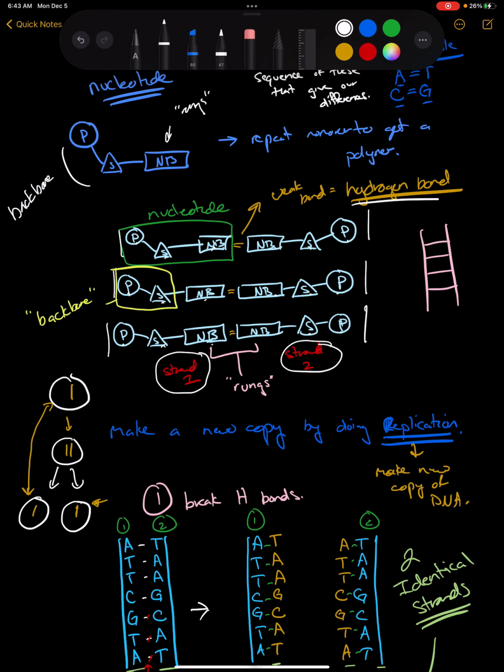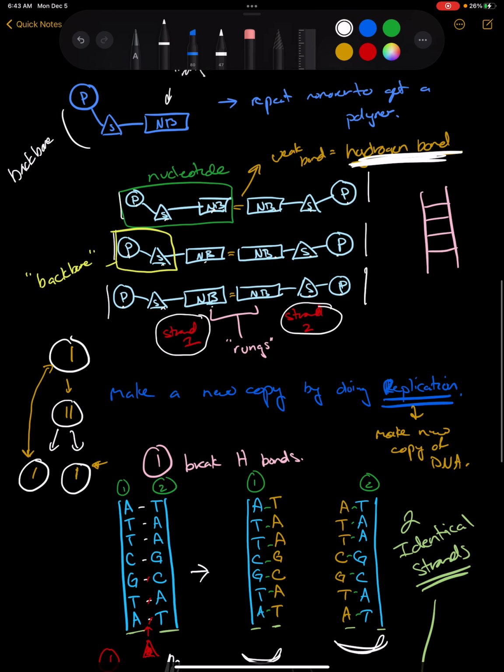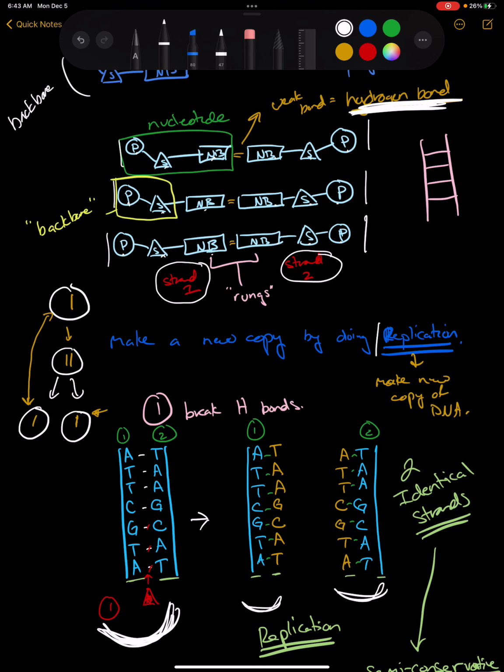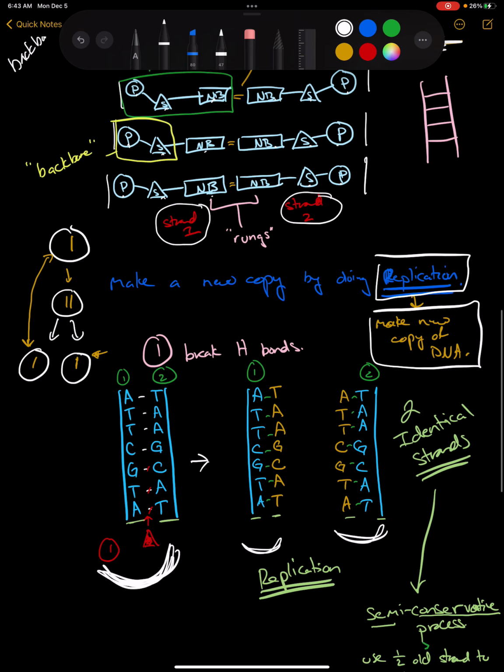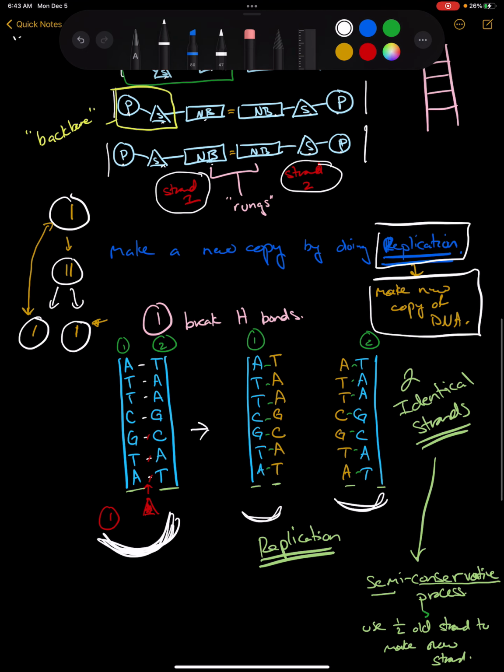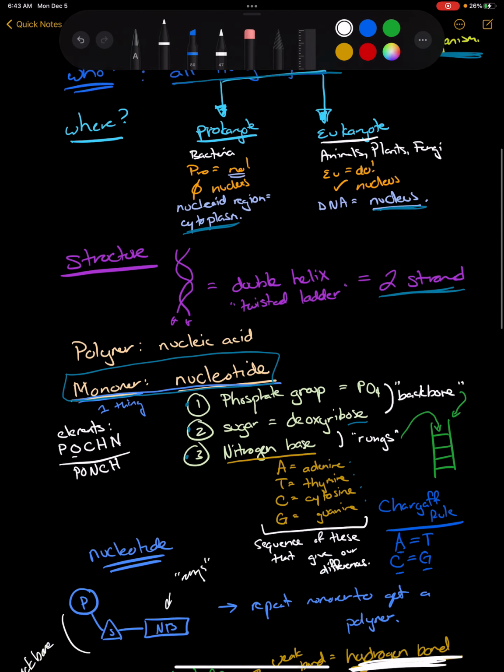They're held together by those hydrogen bonds, which are really weak. The reason I want them to be really weak is because when I do replication, which is when I make a new copy of DNA, I can break them apart. So that way I can use the old strand as a template to make my new strands, and then they're identical. All right, I hope that helps.